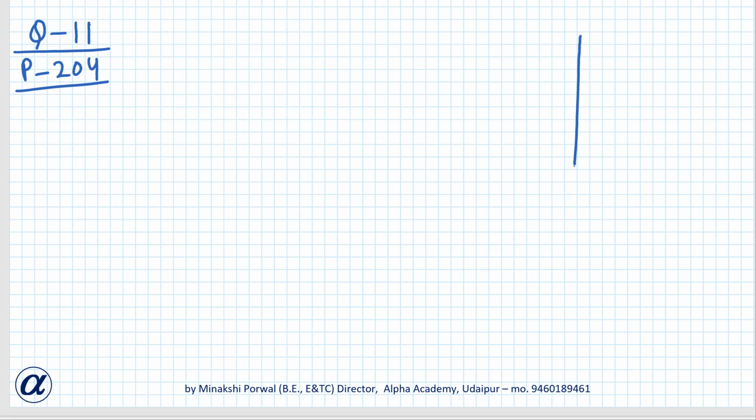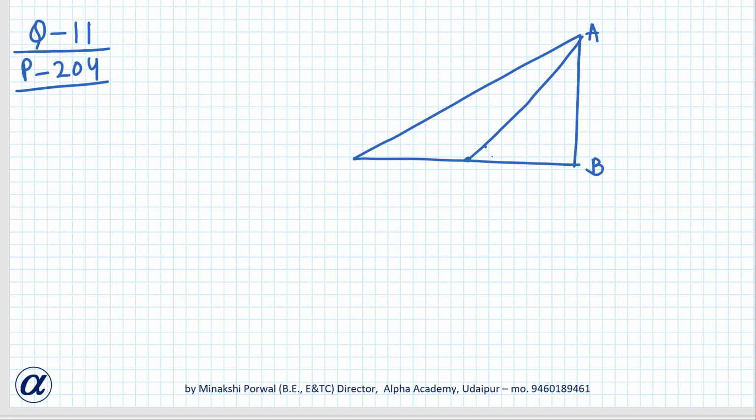So basically, it is the figure. A TV tower stands vertically on the bank of the canal. So AB is the TV tower. From a point on the other bank directly opposite to the tower, the angle of elevation of the top of the tower is 60 degrees. This is the other bank here. So this is 60 degrees, this is 30 degrees, this is 20 meters, and this is the height of the tower.